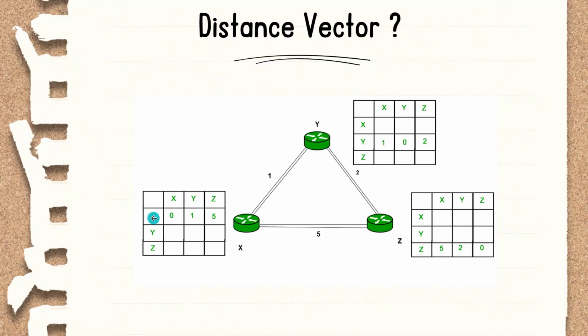But let's say you are standing at X and you want to go to Y, so the cost for going to Y is nothing but 1. And now you are standing at X and you want to go to Z, the cost is 5. So this is the initial cost matrix for the devices. You can also call this cost as distance.